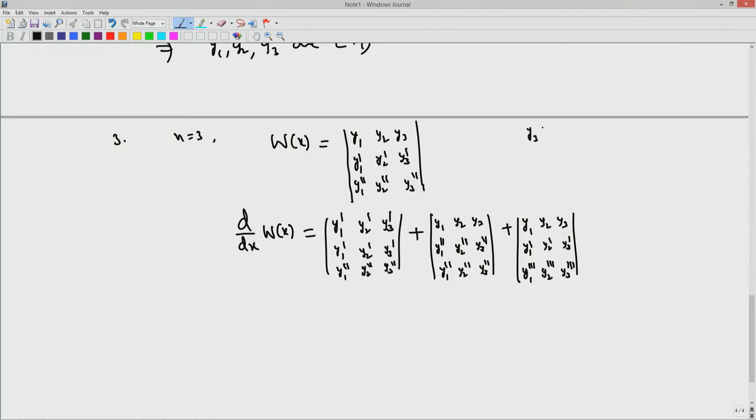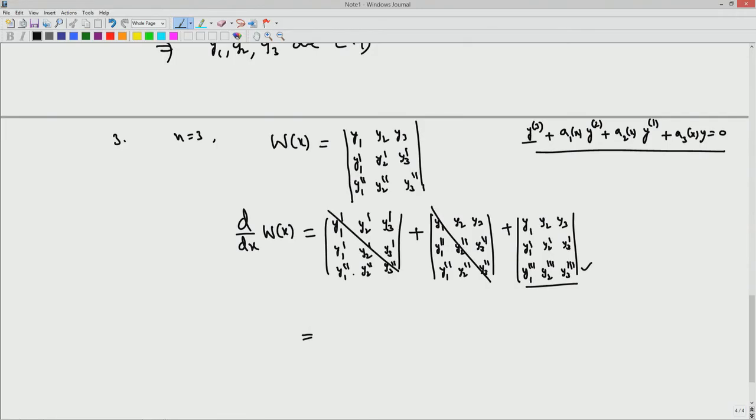What is your equation? The third derivative plus a1 of x times the second derivative plus a2 of x times the first derivative, that is dy by dx, plus a3 of x times y equal to 0. So this is your equation. So you substitute here: the third derivative is minus a1 of x times the second derivative, minus a2 of x times the first derivative, minus a3 of x times y. That is what you have to substitute in the third row. The first determinant is 0 because 2 rows are the same. So once you substitute, y1, y2, y3 are satisfying this equation.